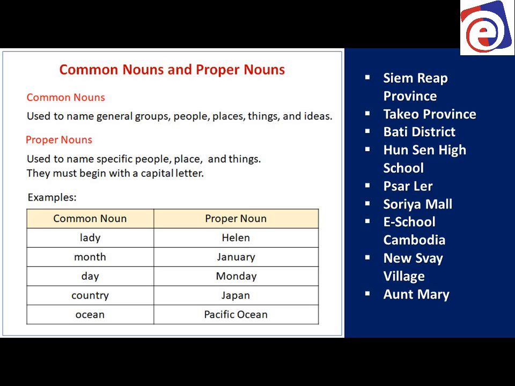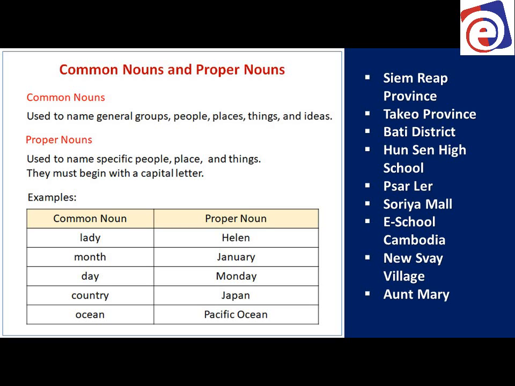I want to share with you an extra lesson that is associated with your writing lesson. I want to talk to you about common nouns and proper nouns. You remember that a noun describes a person, place, thing, or idea. And so we have common nouns and proper nouns. Common nouns are used to name general groups, people, places, things, and ideas. A proper noun is used to name specific people, places, and things. The proper noun must begin with a capital letter.